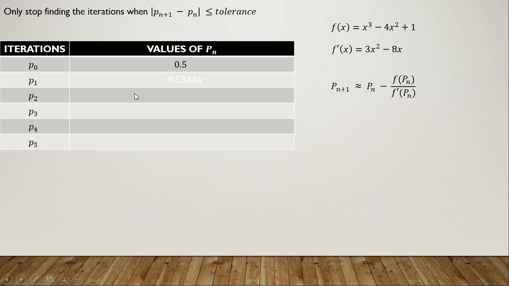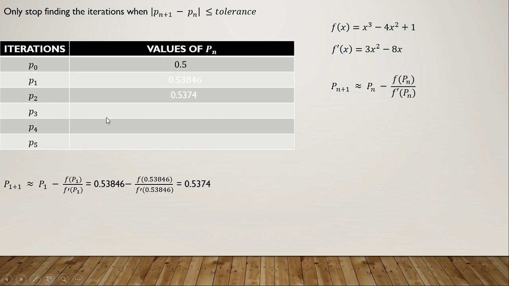So if we were to find P2, what are we going to do? Finding P2 here means we're going to say P1 minus f of P1 divided by f prime of P1. So the value of P1 there, you plug it in, and we have 0.5374, and then we add it there. So basically, this is how you solve for Newton-Raphson's method.